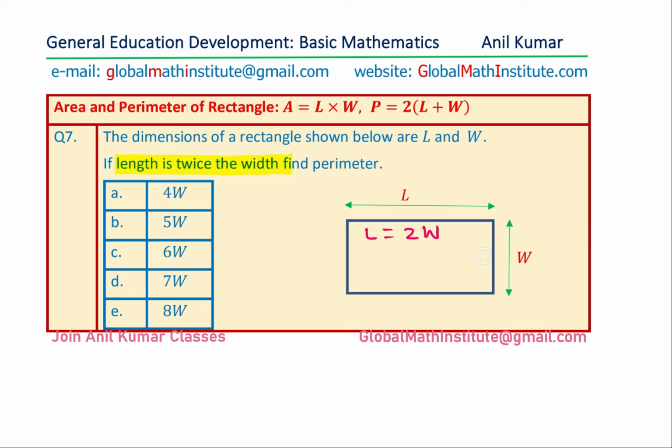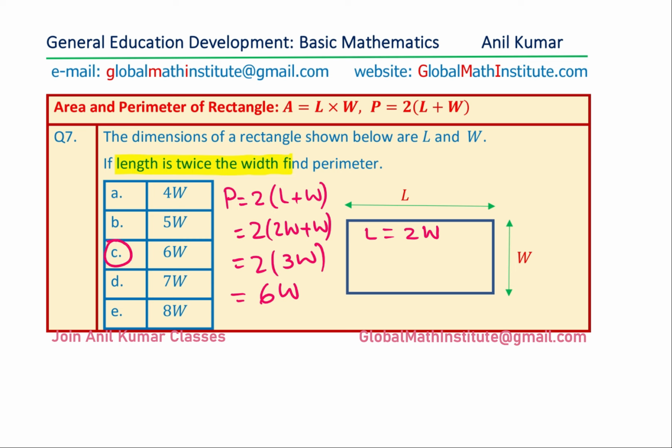Find the perimeter. Since the options are all in W, we'll add both of them and then multiply by 2. So the perimeter will be twice length plus width, you know that. But we also know that length is twice width, so we can say 2 times 3w. It is like 2 apples and 1 apple. When you add apples, you get apples. So 2 apples plus 1 apple gives you 3 apples, multiplied by 2. That means 2 rows of these gives you 6w. So 6w is the right answer.